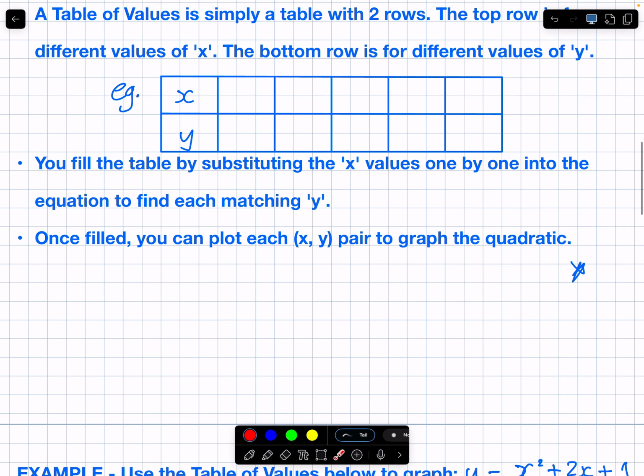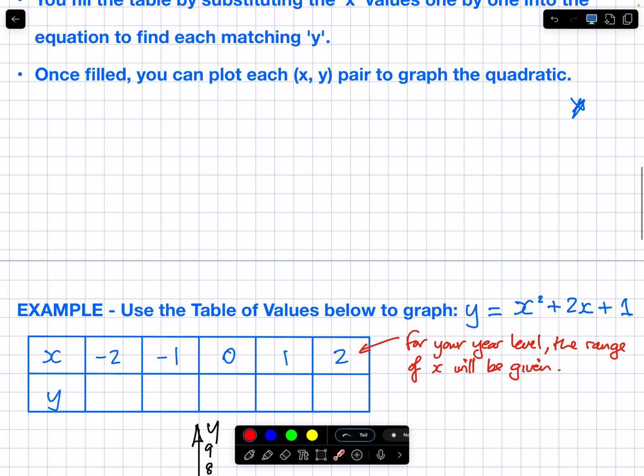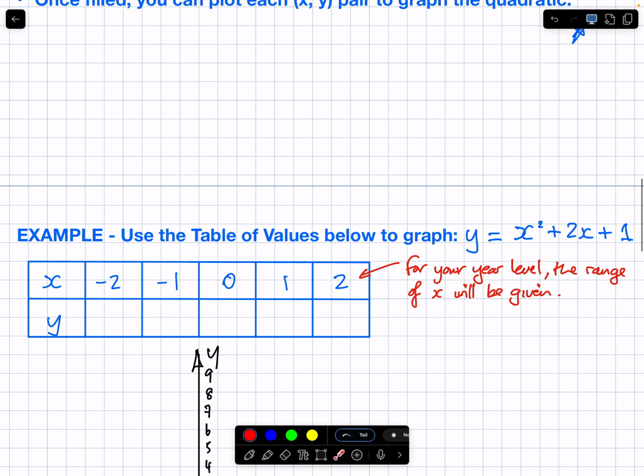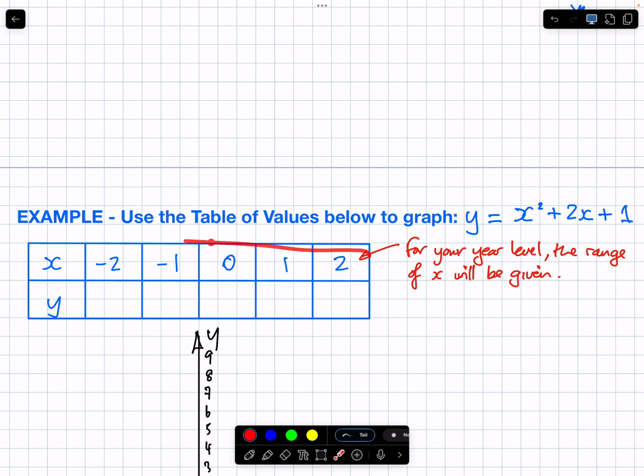Okay, let's demo that. Use the table of values below to graph y is equal to x squared plus 2x plus 1. At your year level, you're going to be told what x is. Okay? Hopefully you're seeing potentially, if these weren't selected properly, you wouldn't see a nice graph. You'd see a tiny portion of it. Okay? For year 10 level, you're going to be given this. And in your exercise book, you're told what x's are.